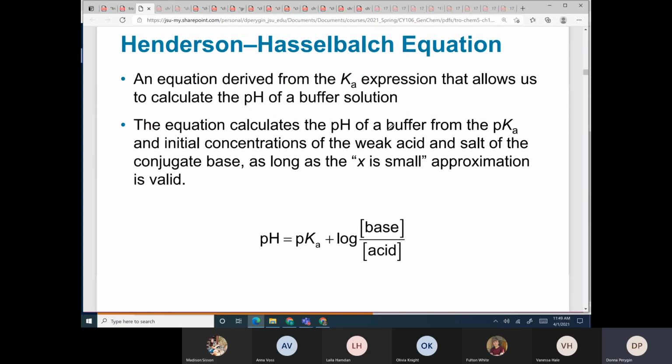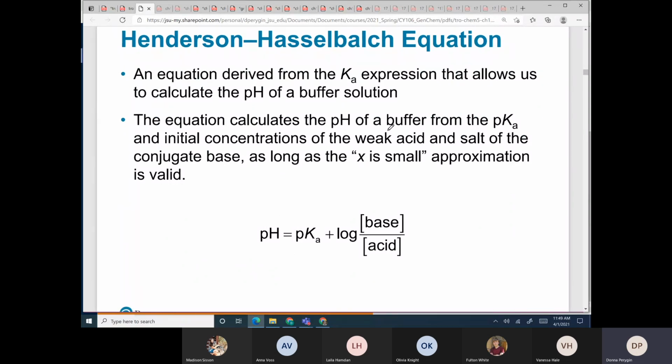Okay. Now you can set that up as an equilibrium problem, but what we're going to learn is that we have a shorthand way of doing that for a buffer solution, and that's called the Henderson-Hasselbalch equation. We can derive an equation from the Ka expression that allows us to calculate the pH of a buffer solution. This calculates the pH of a buffer from the pKa and the initial concentrations of the weak acid and the conjugate base. This only works if the x is small approximation is valid, which you could pretty much assume it's going to be, unless you've got some unusual situation.